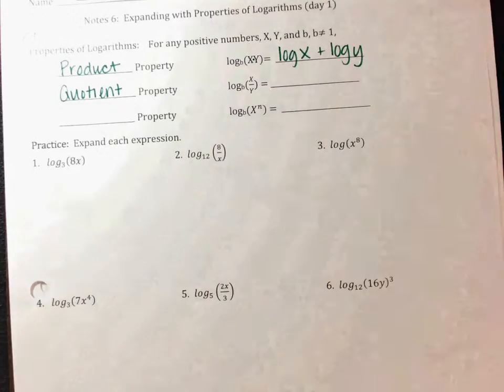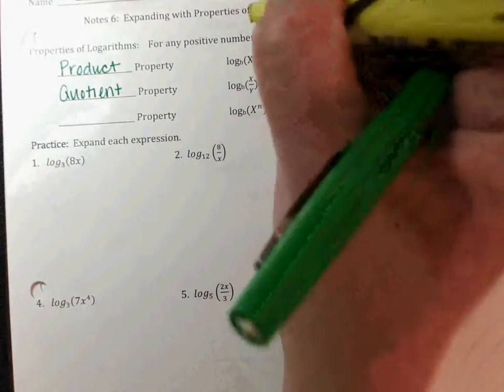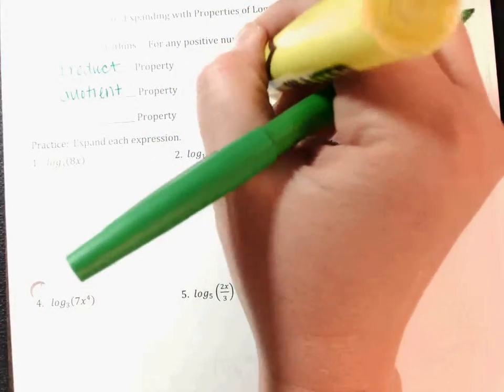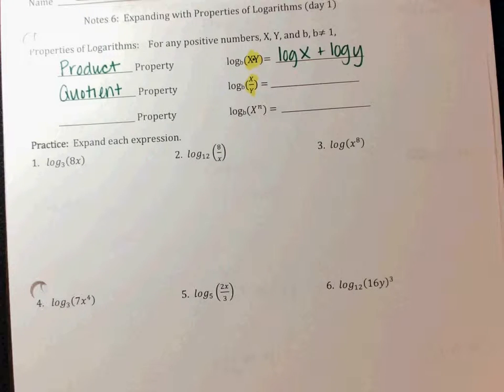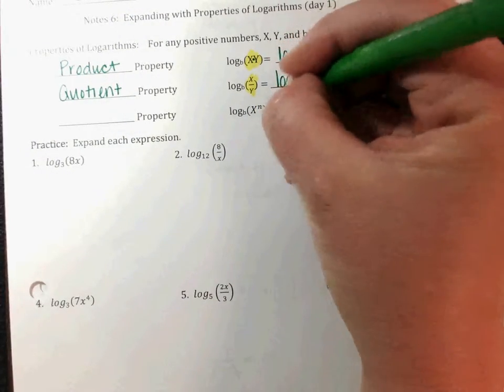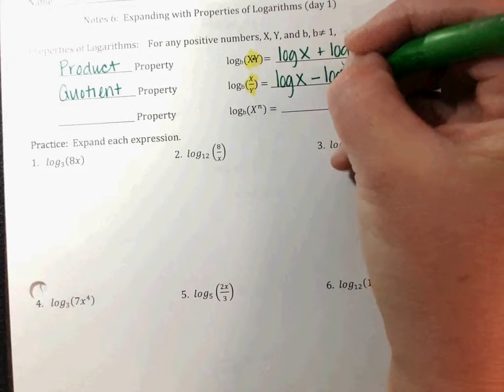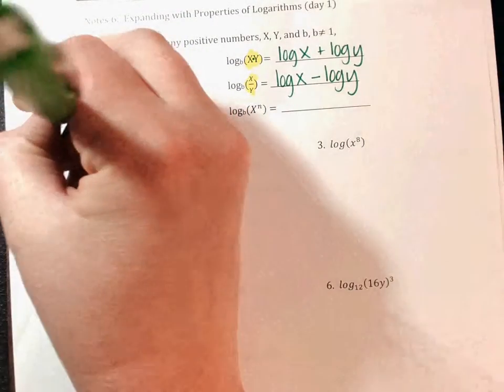Okay? The second rule is going to be the quotient property. And you'll notice that it's called the quotient property because what's happening inside the log, instead of multiplication, it's division. So take a guess. If products you separate into added logs, what do you guess you do when you're dividing? Subtract. You got it. So it'll be log x minus log y.